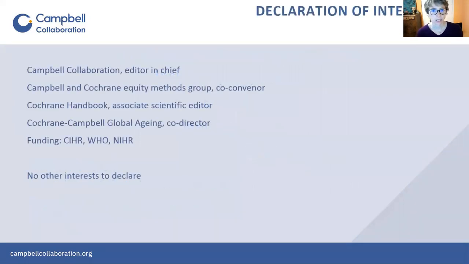So first, I just want to declare my interests. I have a main role as editor-in-chief of the CAMBA collaboration. I'm also involved in various Cochrane groups and have had funding from CIHR, WHO, and NIHR, not for this talk.